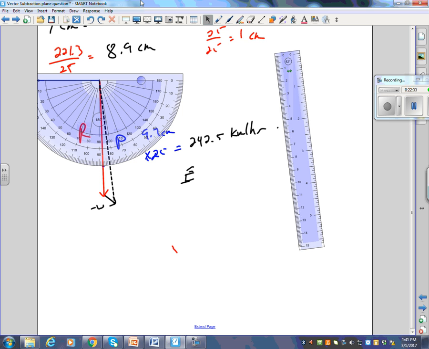How many degrees? 10, 20, 30, 40, 50, 60, 70, 80. Looks like 83. East 83 south. It could be south 7 east, right, Brett? Yep, absolutely. So what that means is the plane has to head out in a direction of east 83 south, with a speed of 242 kilometers per hour relative to the wind, and the wind will push him back towards Brandon.